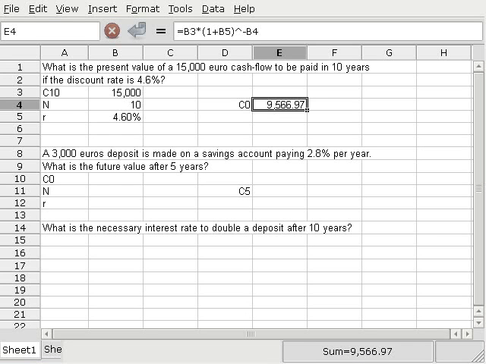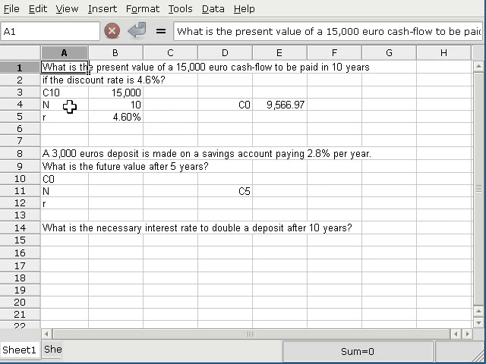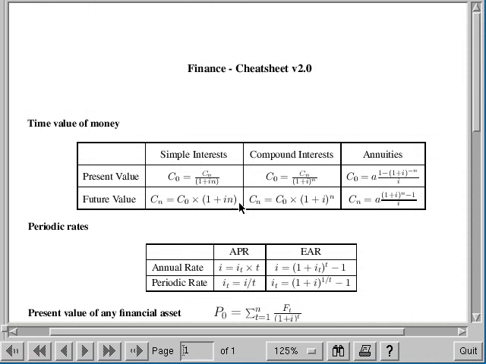Now let's start with the first exercise. What is the present value of a 15,000 euro cash flow to be paid in 10 years if the discount rate is 4.6%? So here clearly we are asked about the present value. Then we use this formula. We are looking for C0 and we know Cn, actually this is C10, the cash flow you will get in year 10.